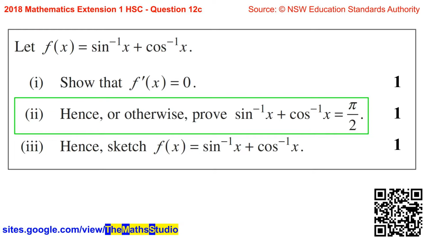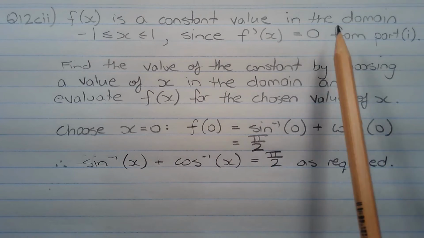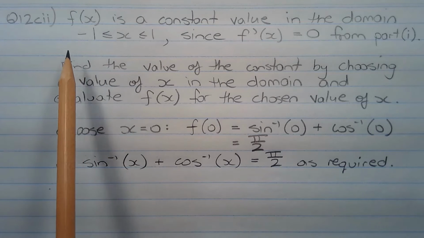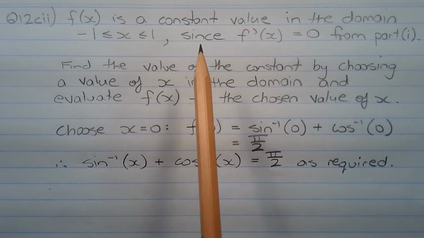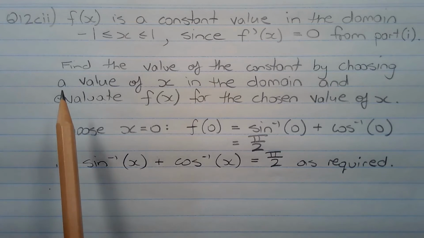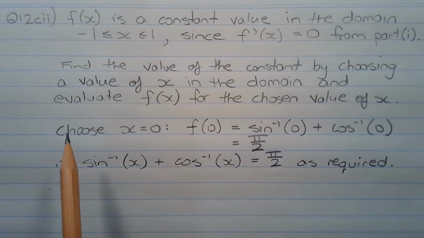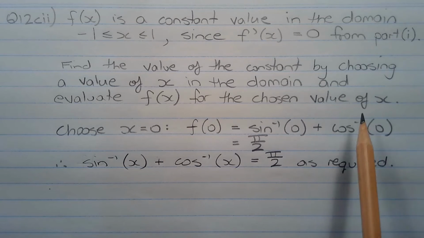Part 2. Hence or otherwise, prove inverse sine x plus inverse cos x equals pi over 2. f of x is a constant value in the domain x greater than or equal to negative 1 and less than or equal to 1 since f dash of x equals 0, which was shown in part 1. Now we can find the value of the constant by choosing a value of x in the domain and evaluating f of x for that chosen value of x.